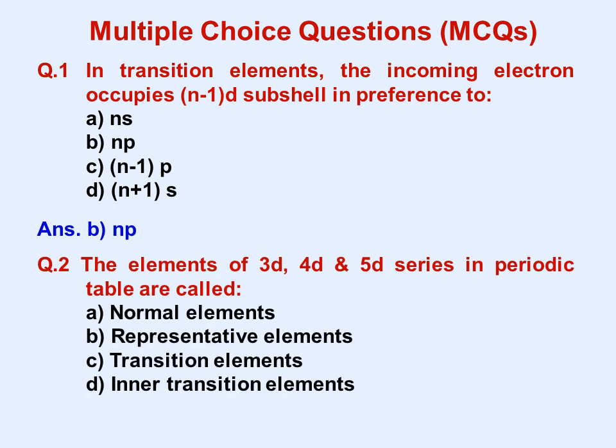Another interesting question is that the elements of 3d, 4d and 5d series in the periodic table are called as. Options are normal elements, representative elements, transition elements, or inner transition elements. The answer is very easy. The elements of 3d, 4d and 5d series come under the class of transition elements.